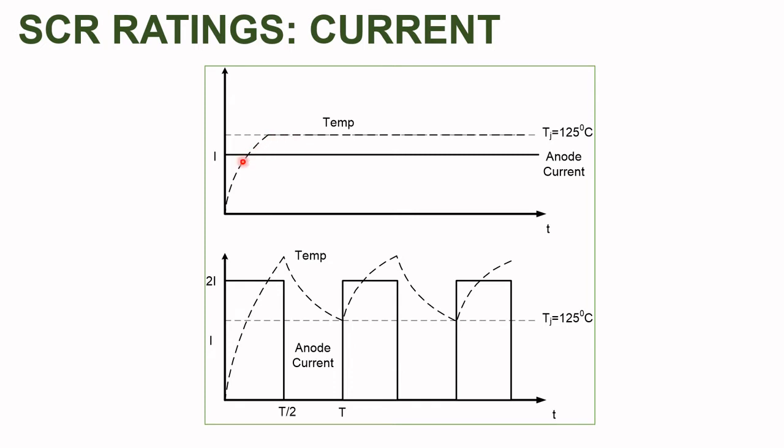the temperature rise is given as like this. But here what is happening, for twice I, the temperature is increasing, but it is not getting sufficient time to cool down. It is again going higher than the maximum junction temperature of 125 degrees centigrade. Hence, we cannot consider this rating if the current is of pulsating type. If the current is continuous, then we can consider this rating for the allowable power dissipation in the SCR.